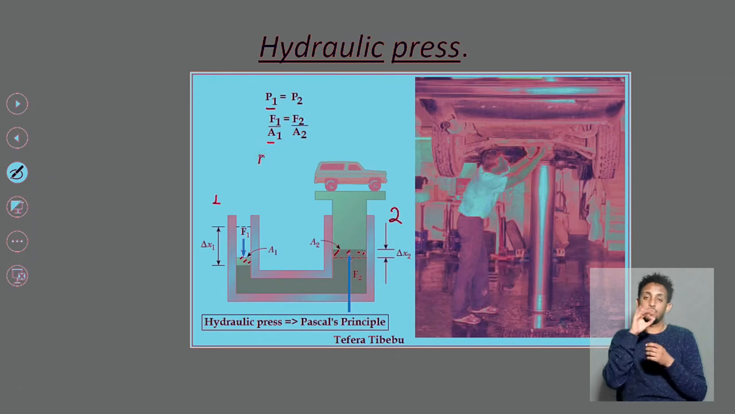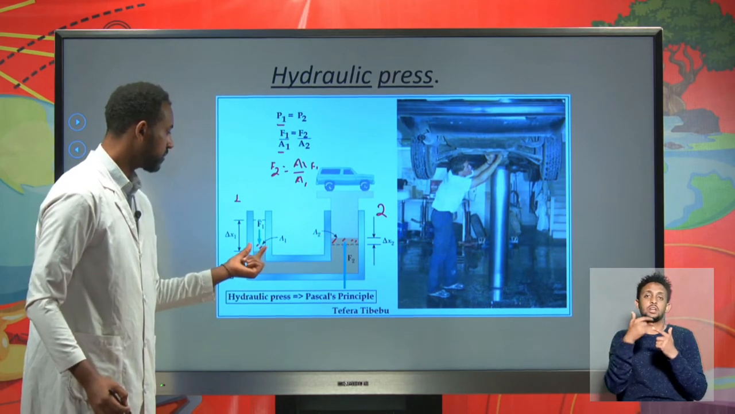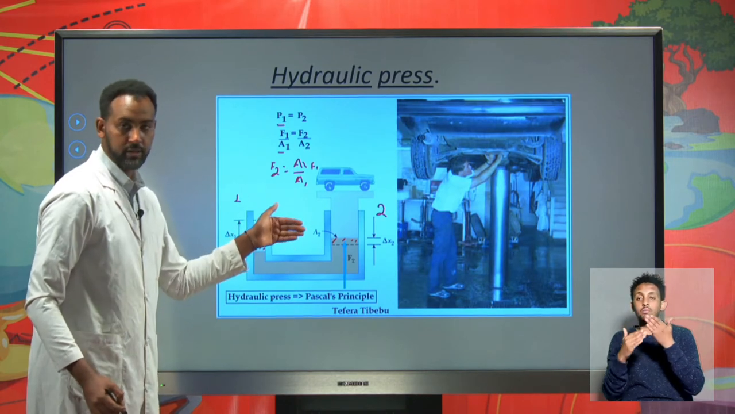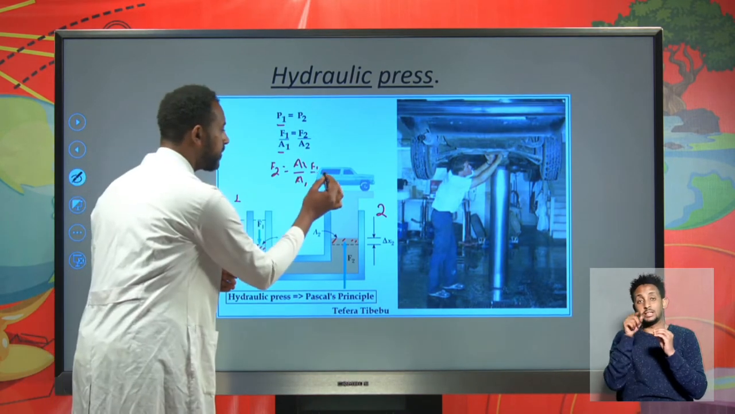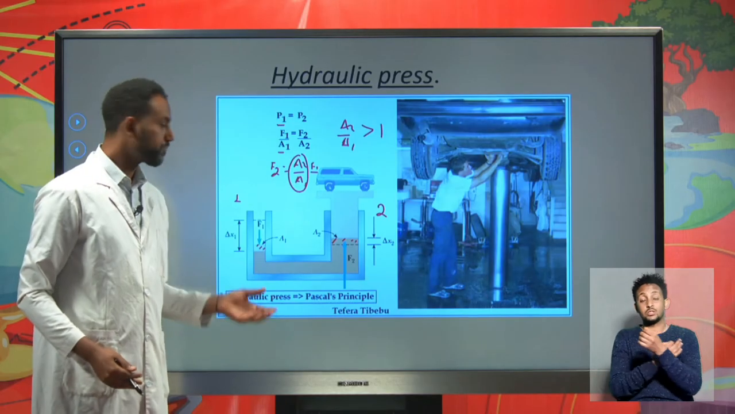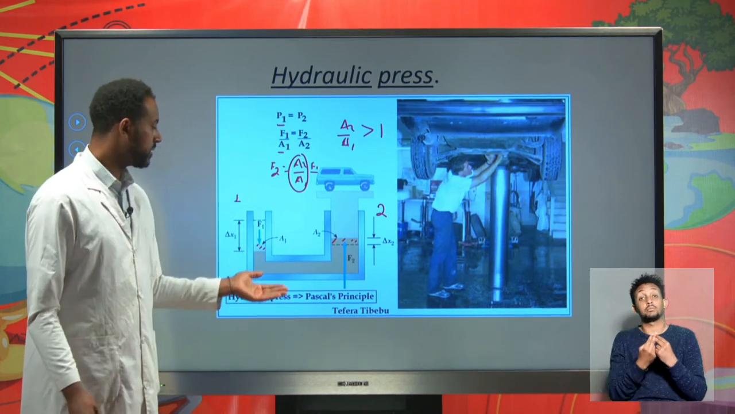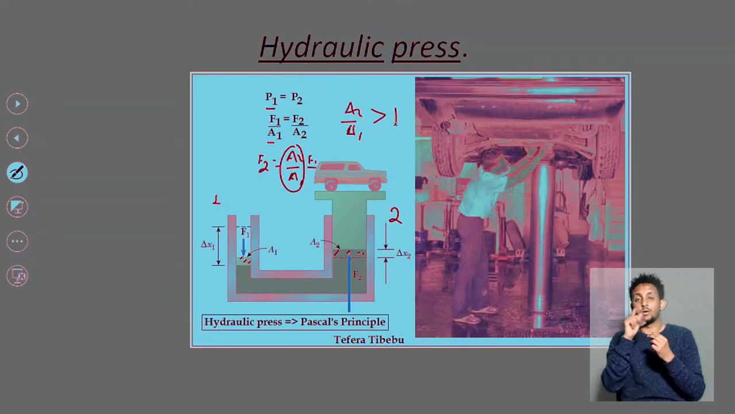You can find that force 2, F2, is equal to area 2 over area 1 times force 1. The ratio of area 2 to area 1: area 2 is very large and area 1 is very small, so the ratio of these two is a large number, greater than 1. And that means this machine is a force multiplier machine. It will multiply your force twice, three times, four times, and so on. So this is the finding of Pascal's principle.